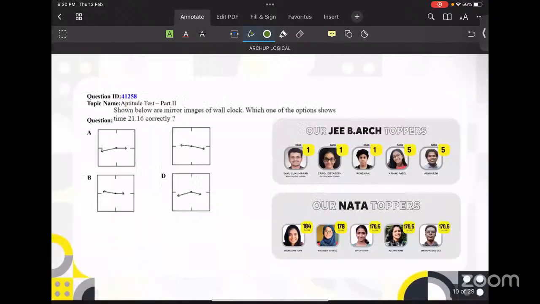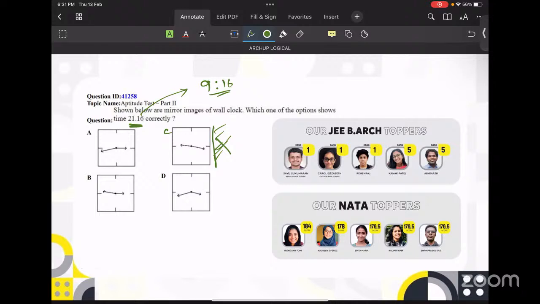Now comes the mirror image of a clock. Shown below are mirror images of a wall clock. Which one of the options shows time 21:16 correctly? Students usually make a mistake. They will find 21:16 means 9:16, and they will go for the clock showing the time 9:16, which is option C. They will accidentally pick that, which is the wrong one. Actually, the demand of the question is to find the mirror image of that particular time. That is the question.